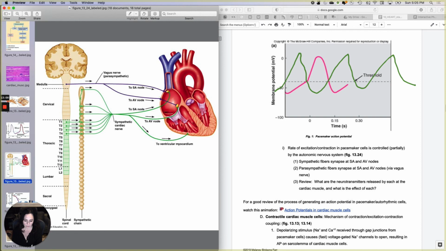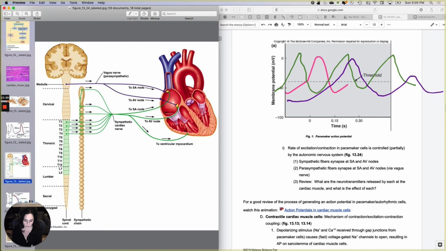With the parasympathetic nervous system, which is represented in purple right there, what would happen is you would be on your way to an action potential in pink here, minding your own business. And then the parasympathetic nervous system would release acetylcholine, which would slightly hyperpolarize, so it would slow you down. And so instead of hitting an action potential when you were supposed to, you would hit it more slowly, right? That's what the purple would do.